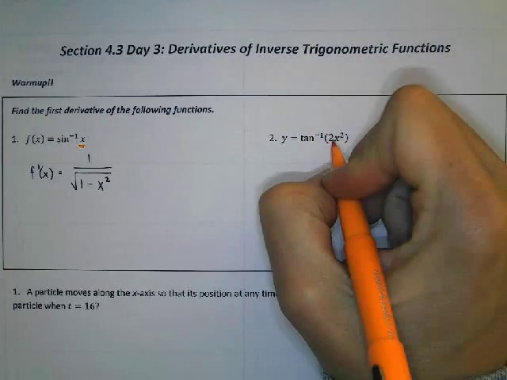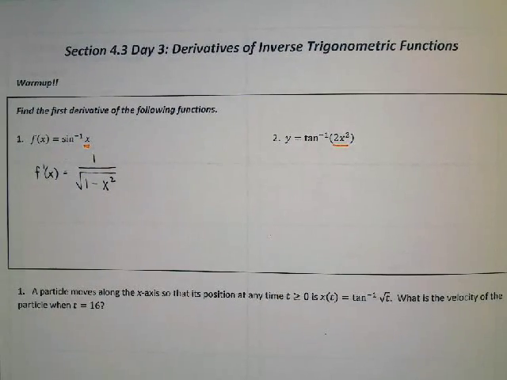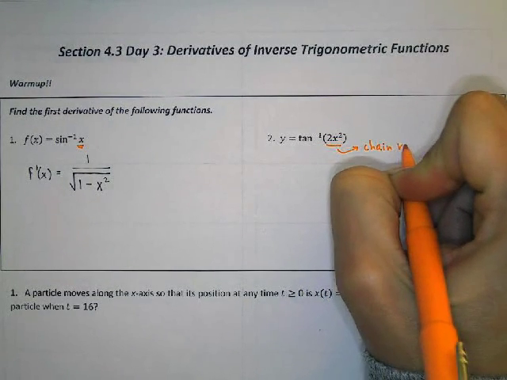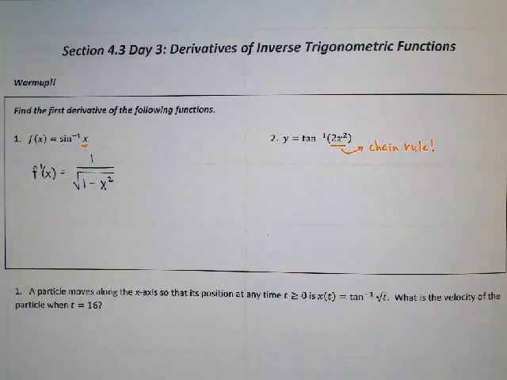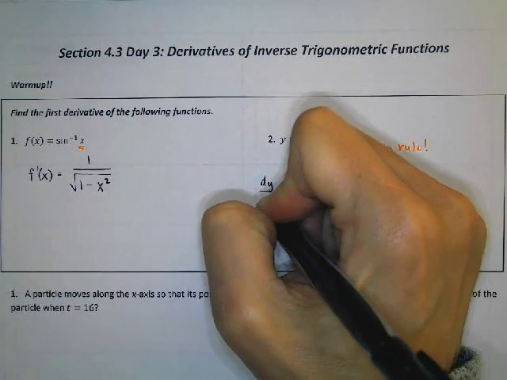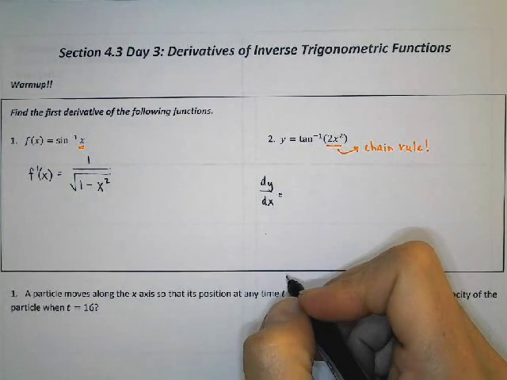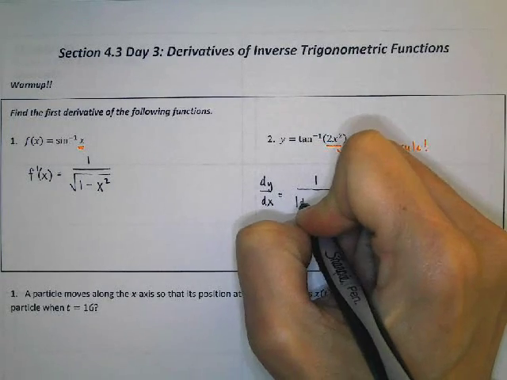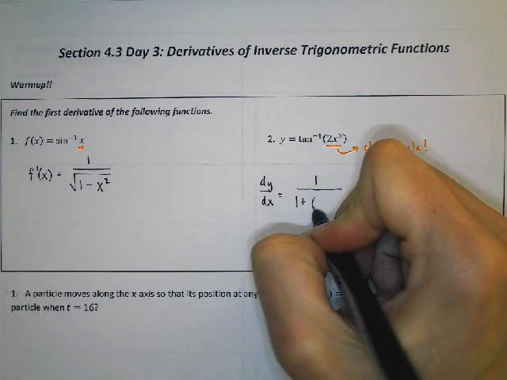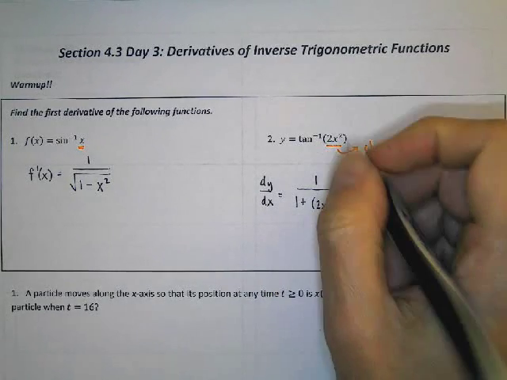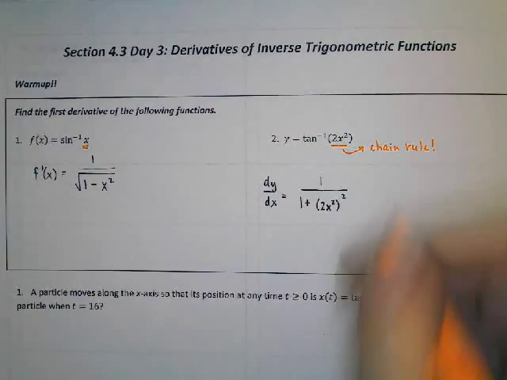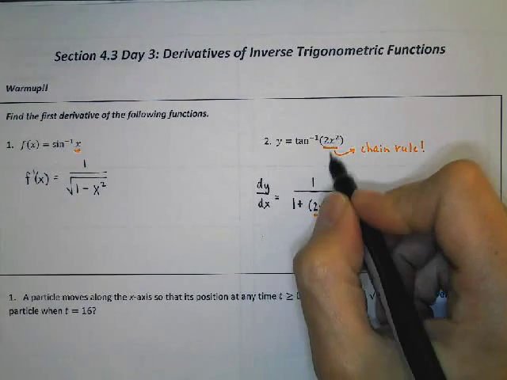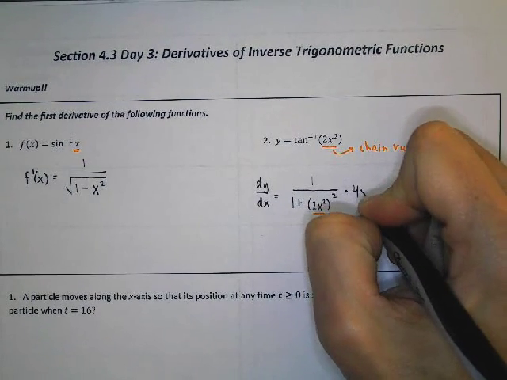For number 2, on the other hand, since I'm taking the inverse tangent of 2x squared, now I do need to incorporate chain rule. So my derivative for tangent is going to be 1 over 1 plus this inside stuff, 2x squared, and I'm going to square that. Right, this 2x squared gets squared, and then I'm going to multiply by the derivative of 2x squared, which is going to give me 4x.